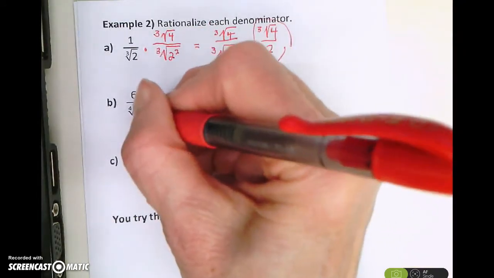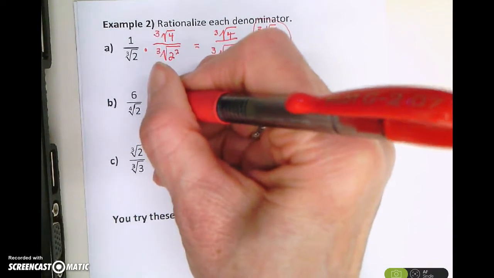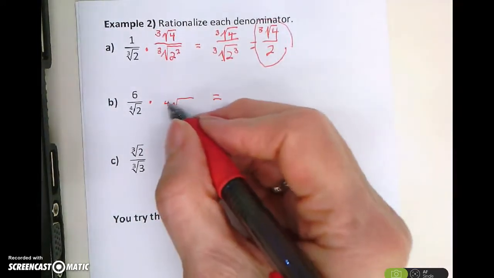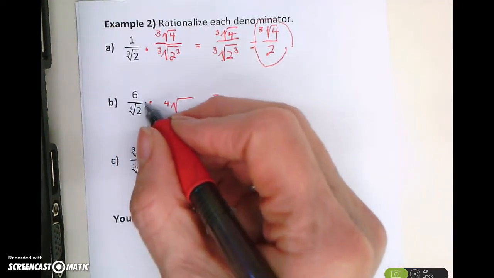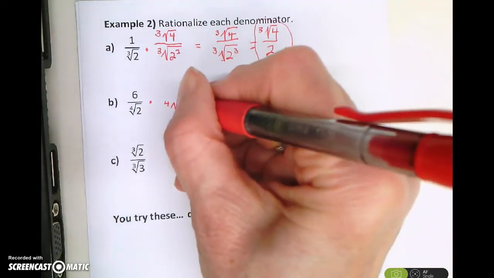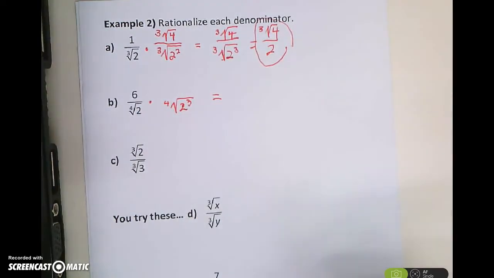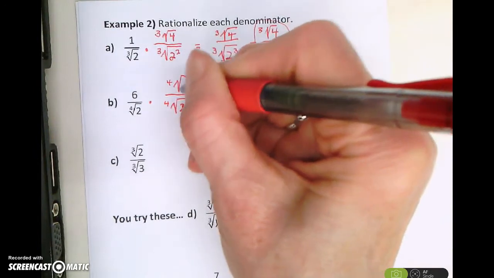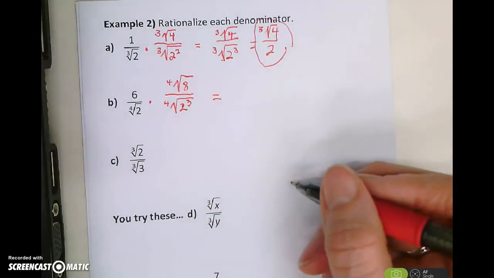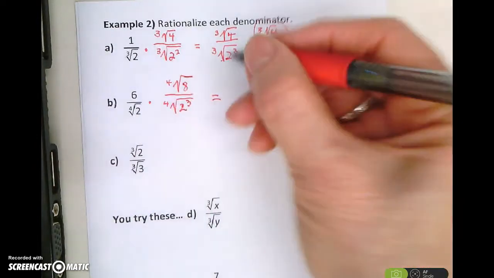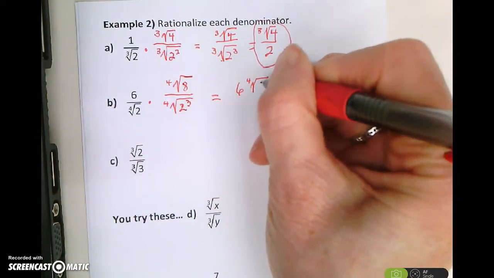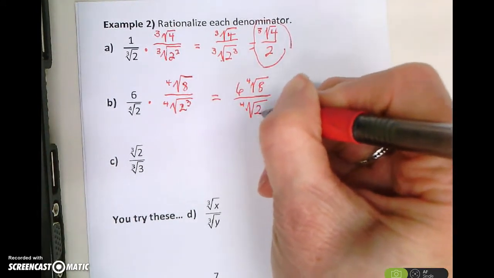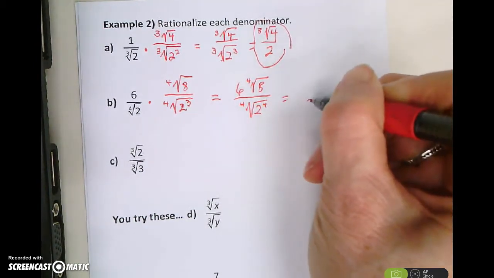Example B, again I have a square root of 2, but it's a fourth root. So I need to think, what's it going to take to make it perfect? Now this time I have the index of 4, so I'm going to have 2 to the fourth. So I have 1 here, so I'm going to require 3 more right there. And then in the numerator, I will write the fourth root, and I'm going to go ahead and multiply it out and put in 8 right there. So when I multiply, I get 6 times the fourth root of 8. And in the denominator, I'm going to have the fourth root of 2 to the fourth, which is 2.